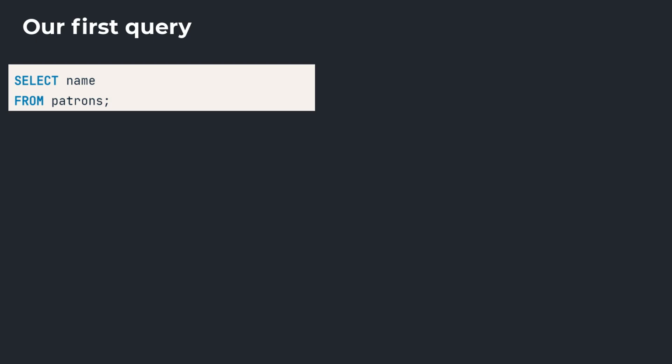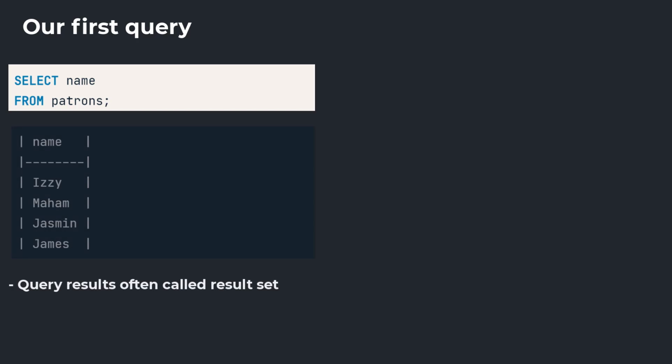Here's how the query should be written. The select statement appears first, followed on the next line by the from statement. It's best practice to end the query with a semicolon to indicate that the query is complete. We also capitalize keywords while keeping table and field names all lowercase. Now let's take a look at the results of our query, often called a result set. The result set lists all patron names, just as we had hoped.